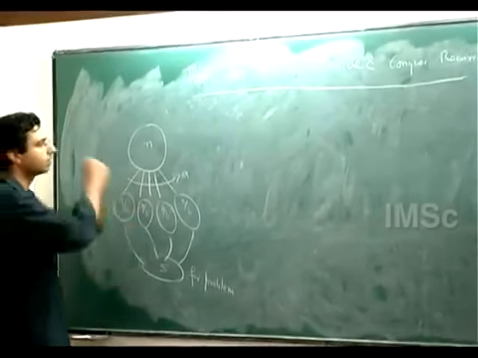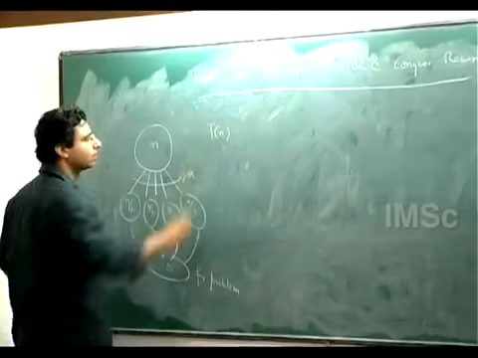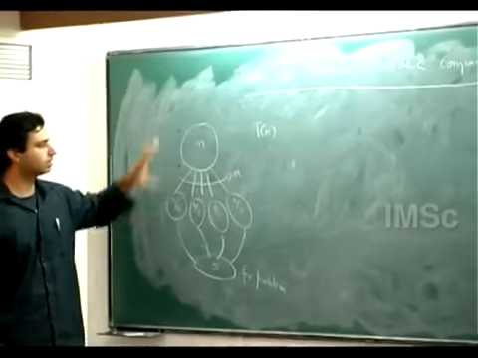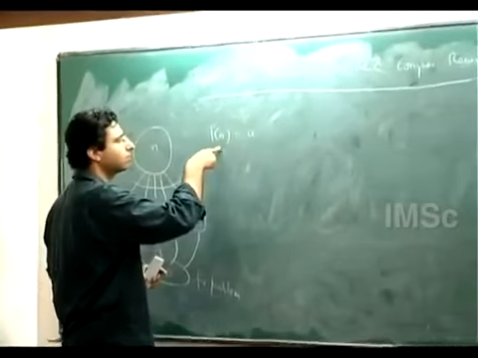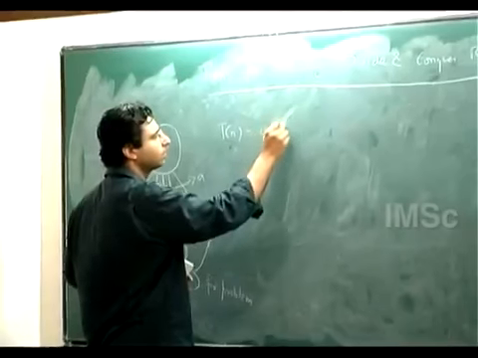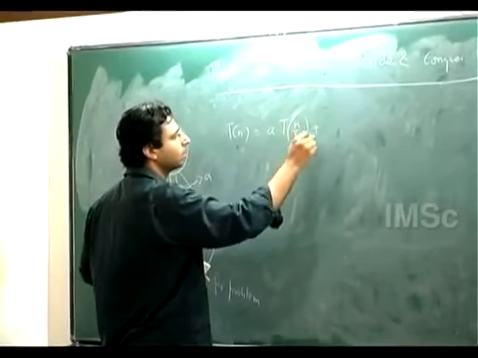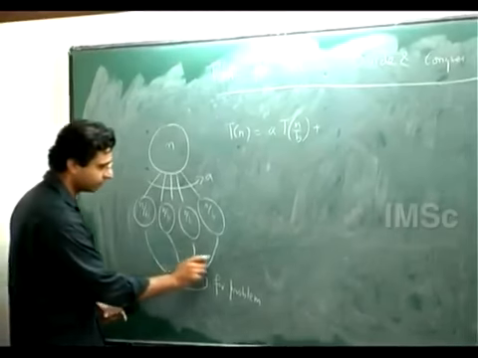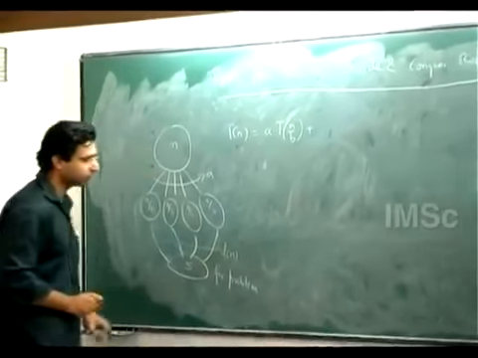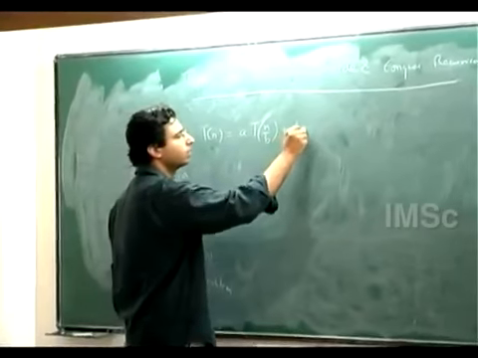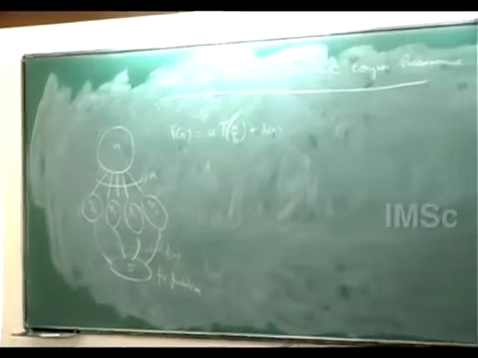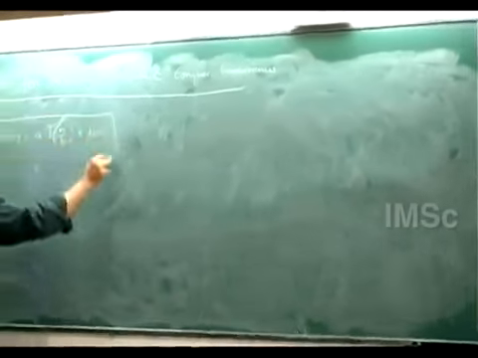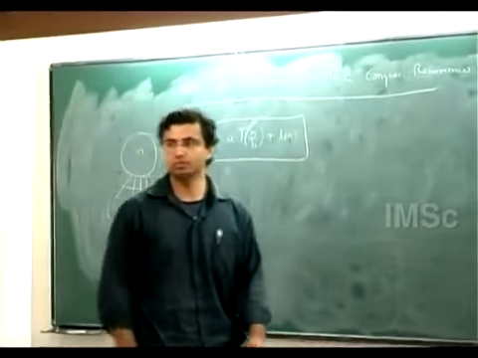So let's say T of n is the overall complexity of solving the problem for size n. Then the recursion is: to solve this problem of size n, I need to solve A problems of size n by b, plus I need to do some work, given by some function d of n, to combine the solutions to each of these small parts. So in general we want to solve recurrences of this form.